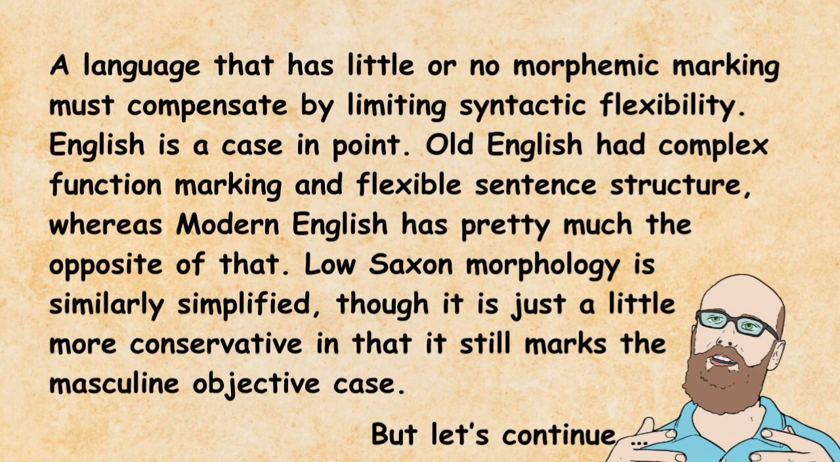A language that has little or no morphemic marking must compensate by limiting syntactic flexibility. English is a case in point. Old English had complex function marking and flexible sentence structure, whereas modern English has pretty much the opposite of that. Low Saxon morphology is similarly simplified, though it is just a little more conservative in that it still marks the masculine objective case. But let's continue.